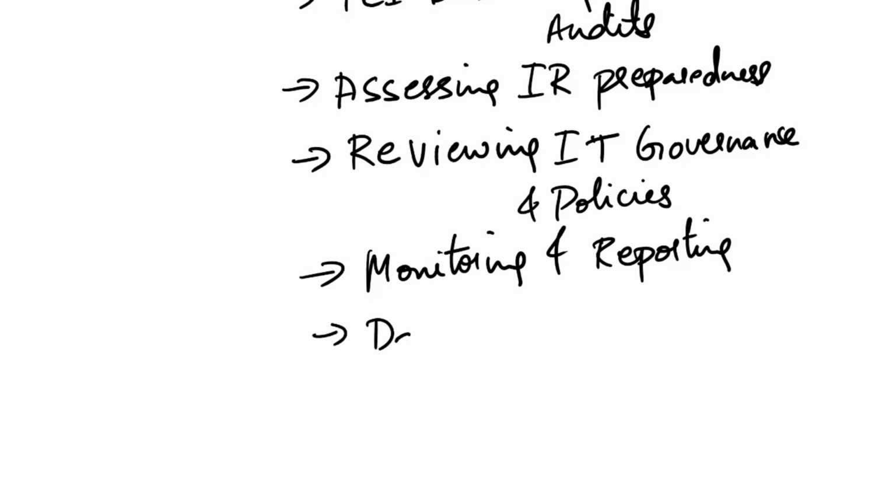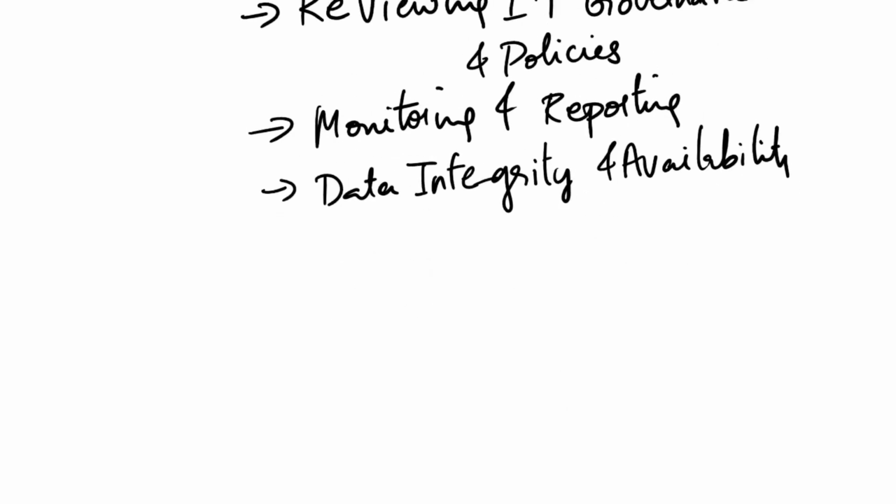Next, ensuring data integrity and availability. Compliance with regulations often involves ensuring the integrity and availability of data. IT audits assess controls that protect data from unauthorized modifications and ensure that critical systems and information are available when needed.